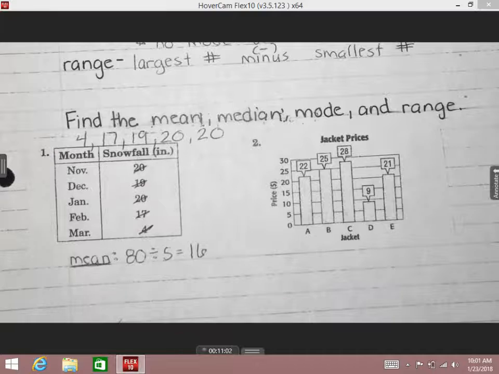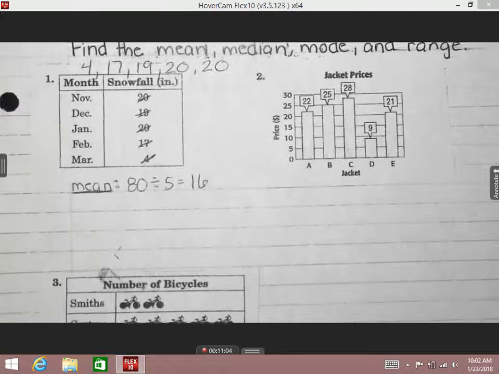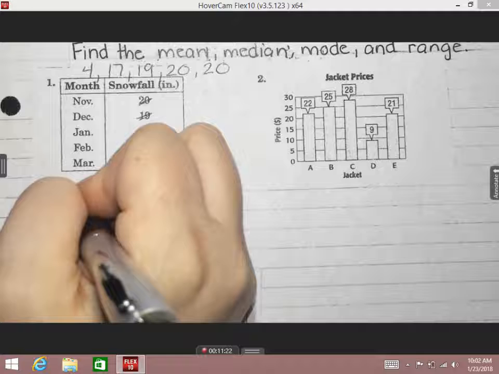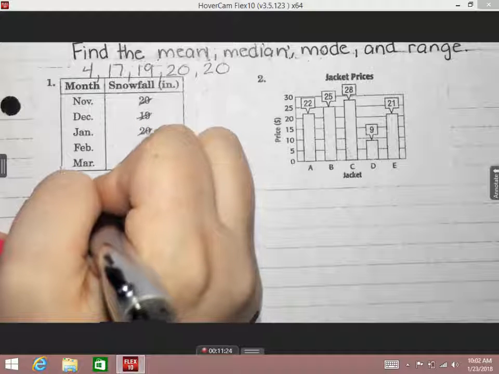All right, guys, you'll notice I wrote the word mean, and I said, hey, here's how I found it. I put a colon next to it. If you don't tell me what you're finding, do I know which one you're calculating? No. You've got to label each thing that you're working on, okay? Can you just label it with an M? No, because there's mean, median, and mode. So you've got to write the whole thing, okay? They're not long words. Write them down.